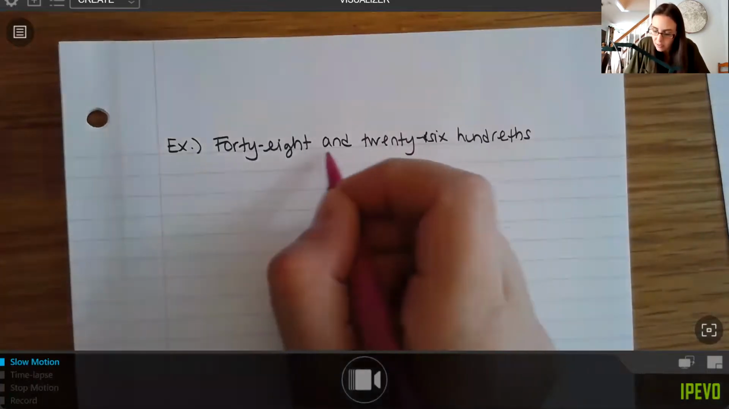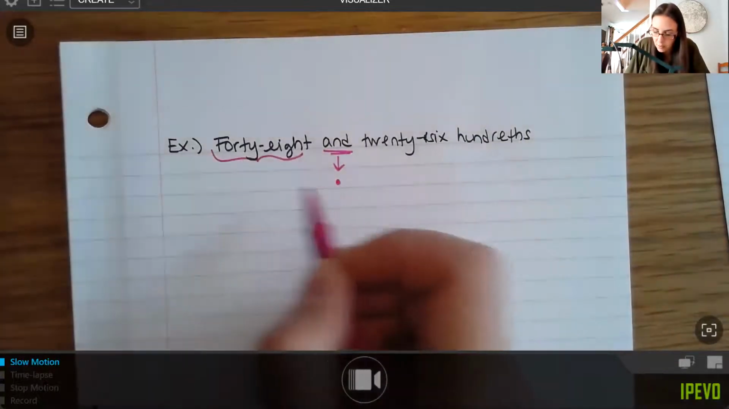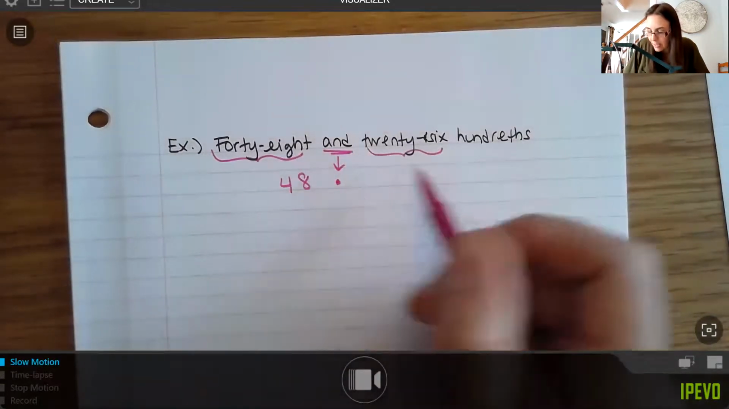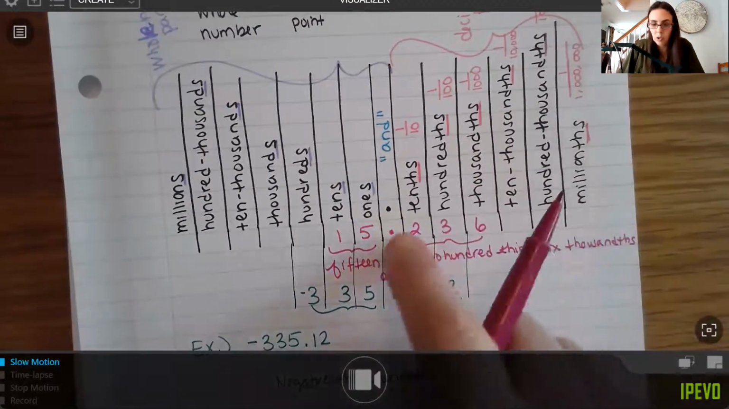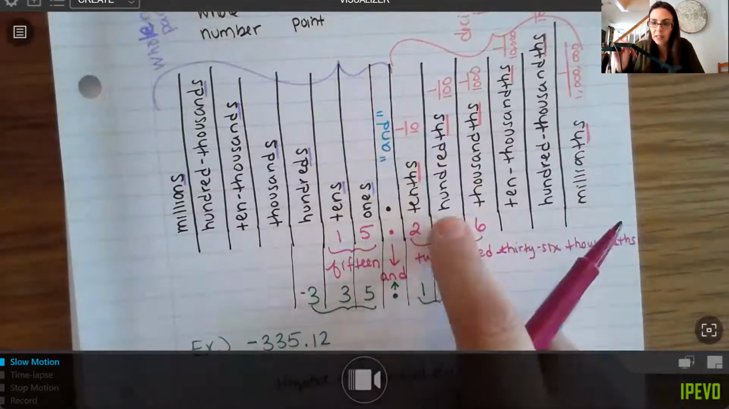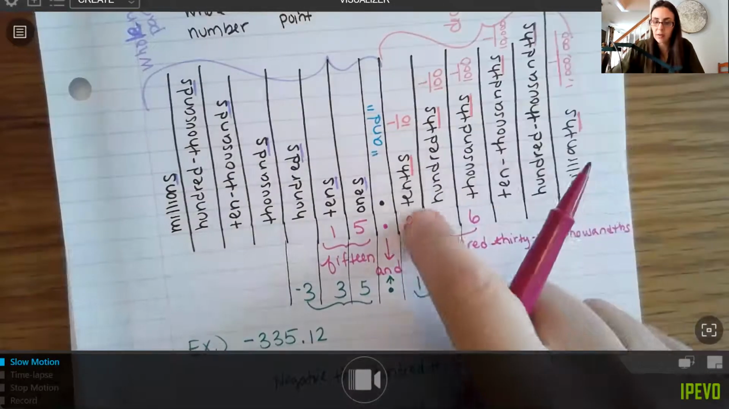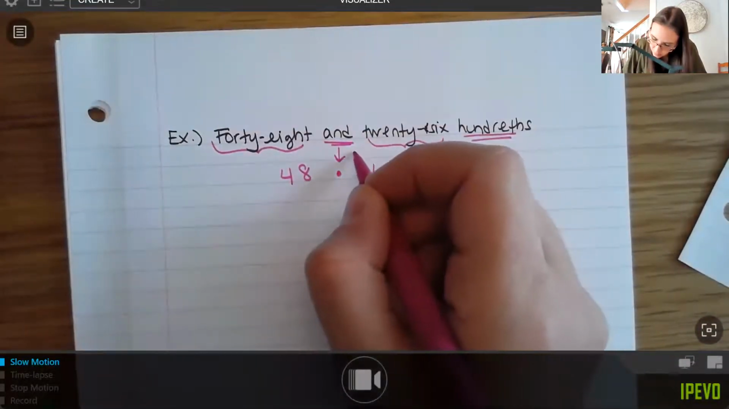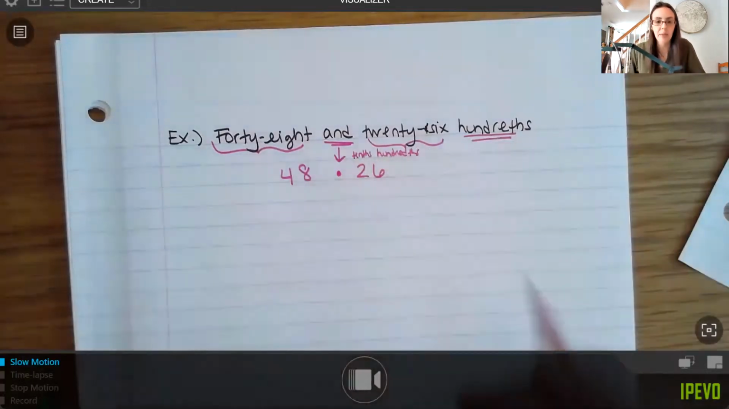So again, that word and is going to tell you where that decimal point goes. So on the left side here, I have the number 48, which looks like this. On the right side here, I have the number 26, and it needs to be in the hundredths position. So if you go back to your place value chart, if you find that helpful, the hundredths position is 2 positions in. So that 26 ends in the hundredths position, right? So I have tenths and then hundredths. So it's going to look like this, right? Because here's the tenths and here's the hundredths. So we end in that position.